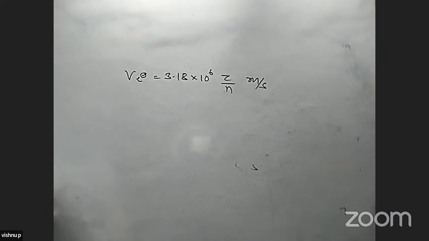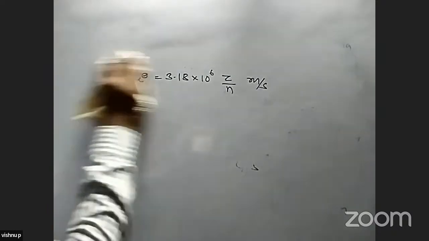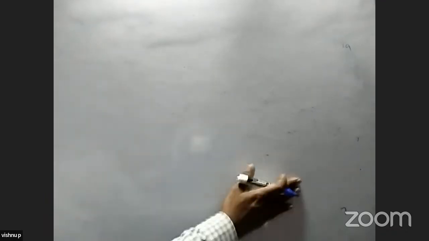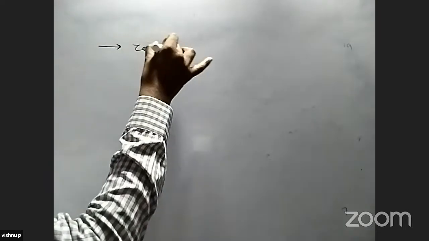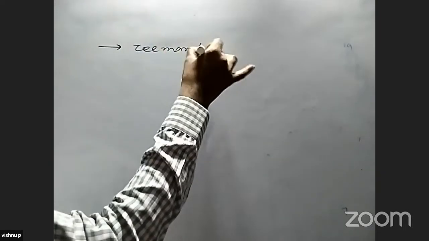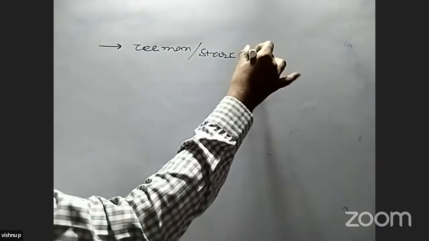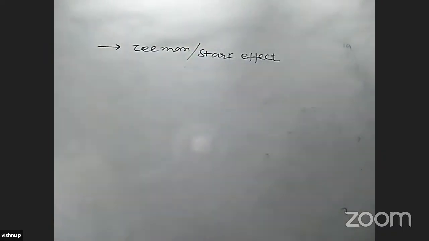So 2.1, or we can take the 2 or 3.1 also we can take. And from this is the Bohr theory. After this Bohr theory, what are the drawbacks of Bohr theory? It failed to explain the Zeeman effect, and also failed to explain the Stark effect. What are the Zeeman and Stark effects?